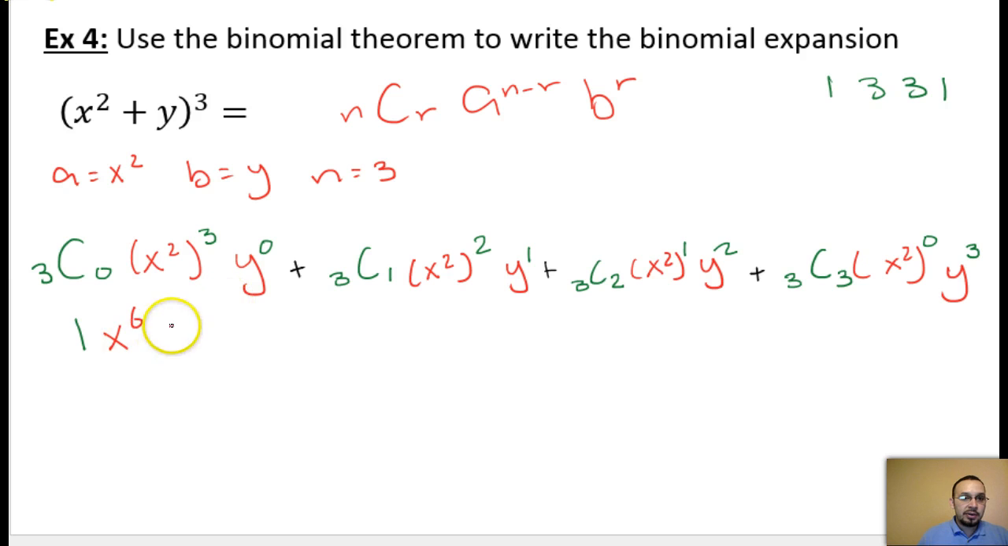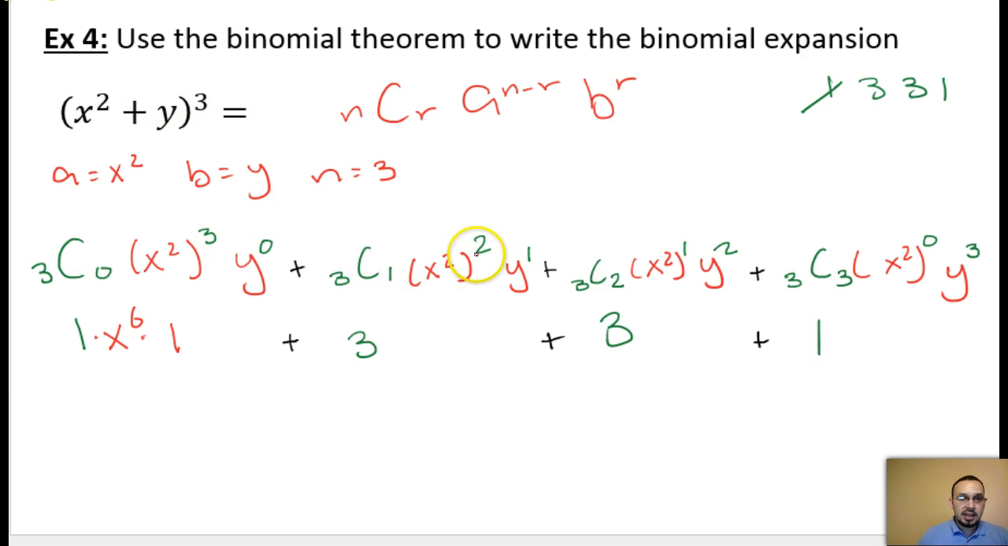Y to the 0 power is just going to be 1. So again, we're multiplying all that out. Plus, here's my plus, here's my plus, and here's my plus. So I'm going to add all of these terms together. 3 choose 1 is going to be 3. 3 choose 2 is going to be 3, that's up here, and then 3 choose 3 is going to be 1. So we can actually just write that in already.